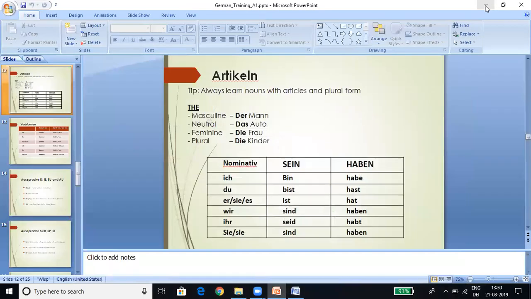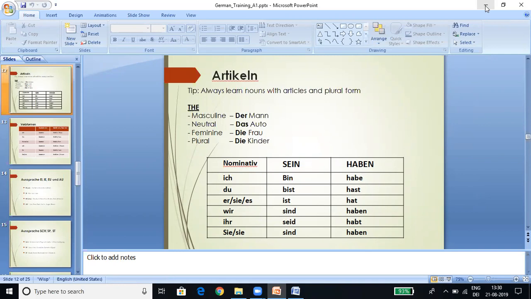The German language has basically 6 parts: A1, A2, B1, B2, and C1, C2. Let me explain each level individually. Once you are done with A1, you will be able to understand, okay, this is German, and you will be able to introduce yourself, and to some extent you will understand what the person is saying.